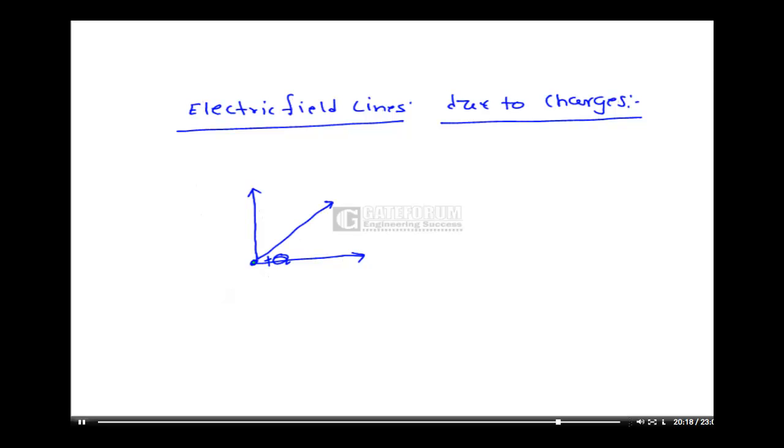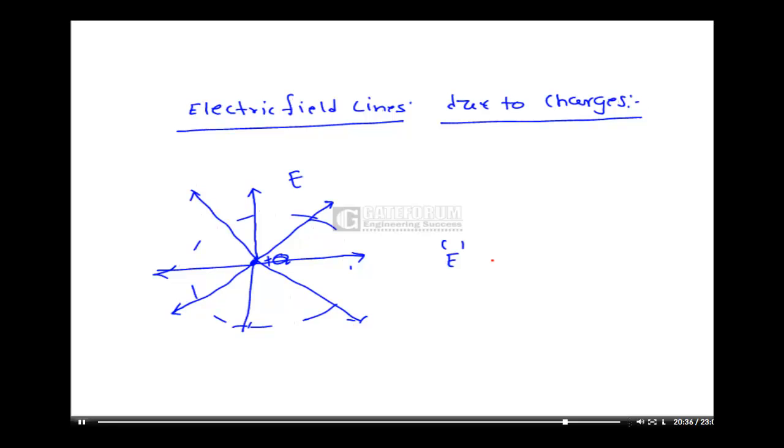So this makes a charge distribution. The entire region surrounding this Q has some electric field E. The field lines are always away from the positive charge. So this is the electric field of a positive point charge.